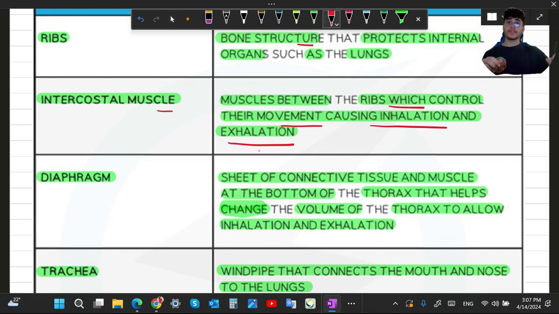Diaphragm is a sheet of connective tissue and muscle at the bottom of the thorax that helps change the volume of the thorax to allow inhalation and exhalation. So it's a sheet of connective tissue and muscle at the bottom of the thorax. Your thorax is somewhere here, under the lungs. This is a sheet or dome-shaped muscle that helps change the volume of the thorax to allow inhalation and exhalation, to allow the volume to contract and expand.